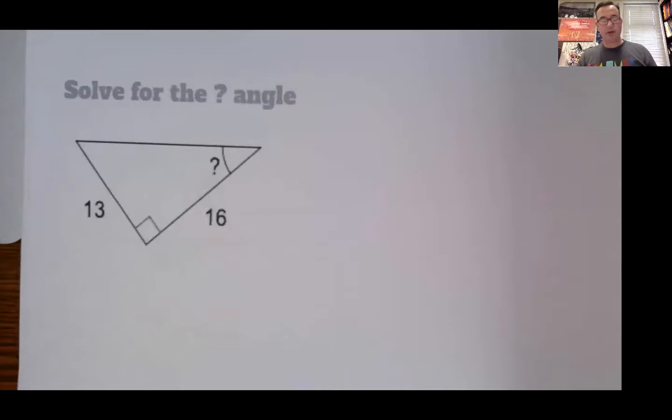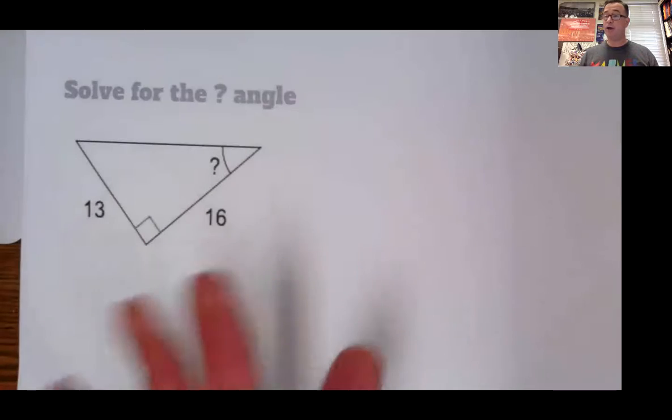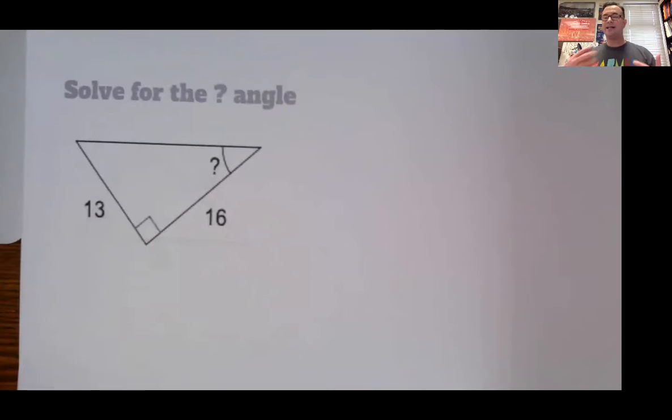Okay, so for these, what we're going to be doing is instead of solving for a side, we're going to be solving for an unknown angle in here. And to do that, it's a similar setup as to what we had done with solving for the sides, but what we're going to have to do is use inverse trig functions, the one with a little negative one up on the top. And I'll show you how to do this so we're on the same page.